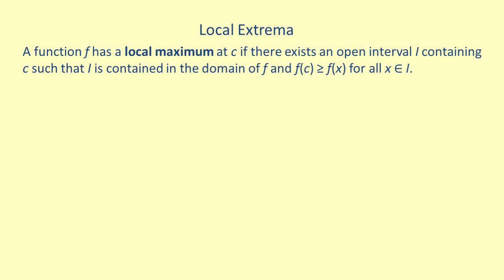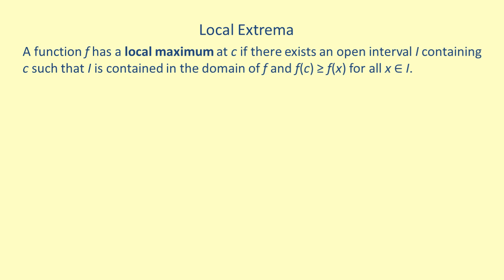Let's take a look at what it means for a function to have local extrema. First, let's look at what it means to have a local maximum. The definition states that a function f has a local maximum at c if there is an open interval I containing c such that I is contained in the domain of f and f of c is greater than or equal to f of x for all x values in I.